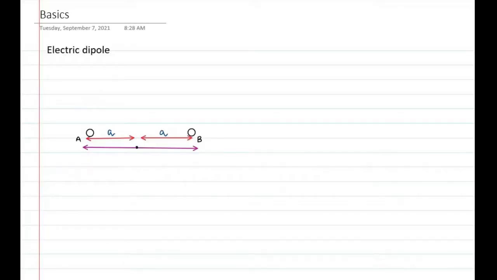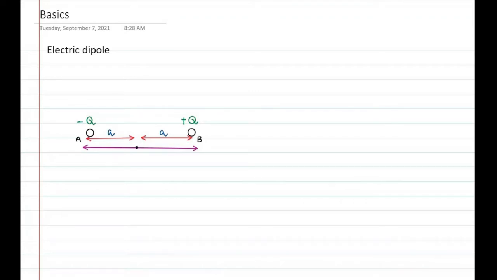Welcome to this section on electric dipole. First, we'll see what an electric dipole is. An electric dipole is nothing but two charges whose magnitudes are equal but opposite in sign. Let this be a negative charge and this be a positive charge.